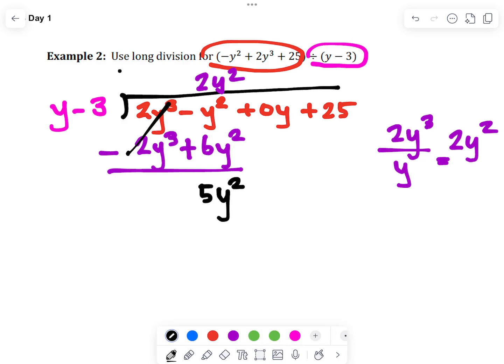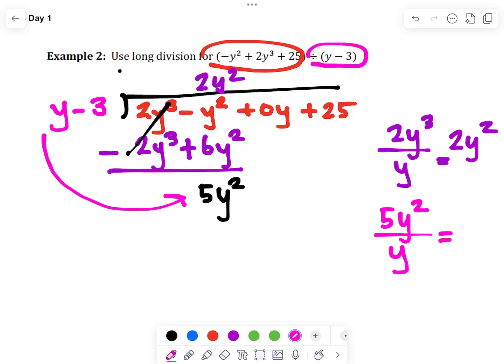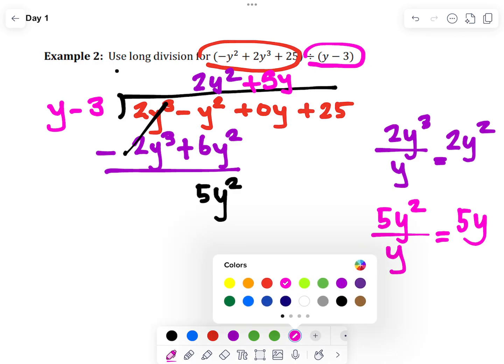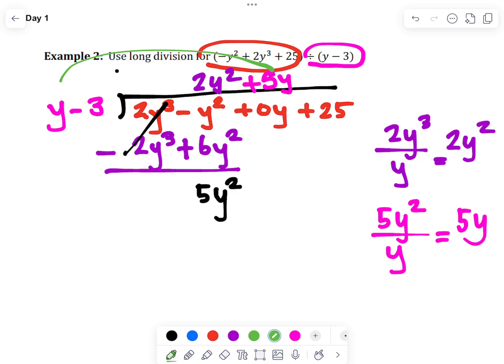Then we start over again, and we say how many times does y divide into 5y squared? So 5y squared divided by y is 5y. So that goes up on top. And now what we're going to do is multiply. 5y times y is 5y squared.